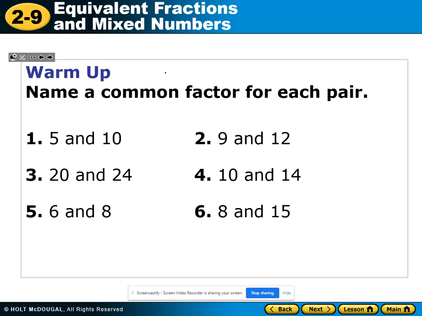All right, name the common factor for each pair. 5 and 10, they would have 5 as a possible answer. Okay. 9 and 12, 3 would be a possible answer. 20 and 24, you could have 4. You could have 6. Or you could even have 12 as a common factor. All right. Then for these, 10 and 14, you would have 2 as a common factor. 6 and 8, you would have 2. And 8 and 15, I don't see any common factors but 1.